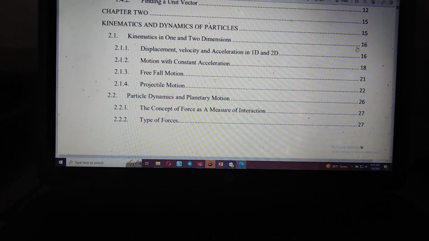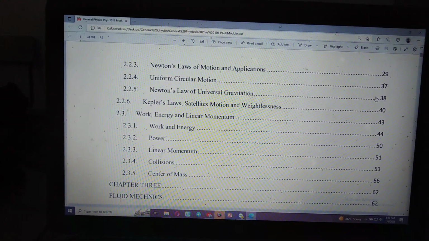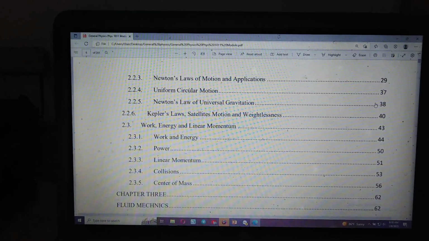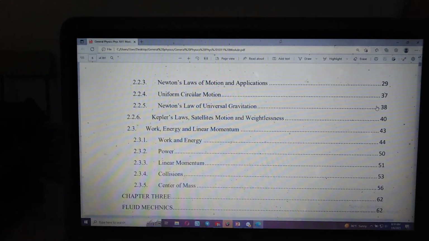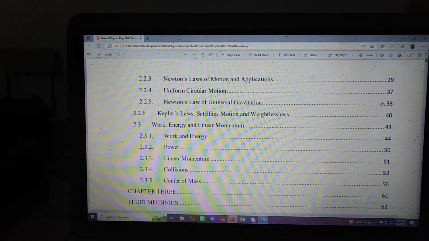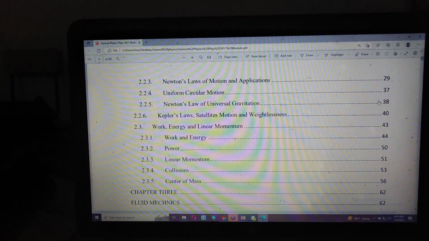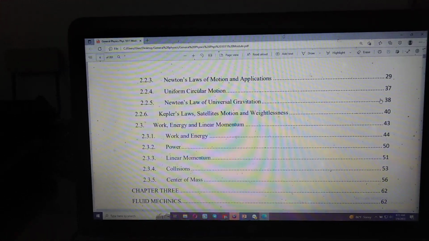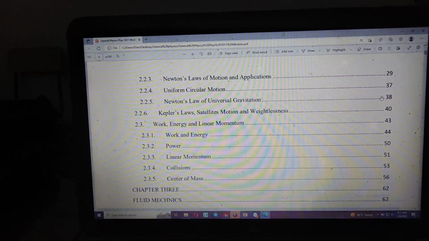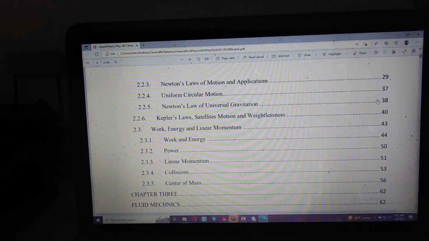The other is particle dynamics and planetary motions: the concept of force as a measure of interaction, types of forces, Newton's laws of motion and applications, uniform circular motion, and Newton's law of universal gravitation. These all are categorized under the dynamics. And the other is Kepler's laws, satellites, motion and weightlessness, and those are also categorized under the dynamics.